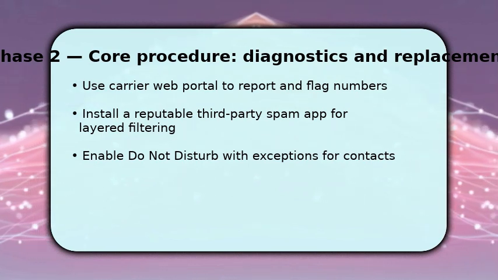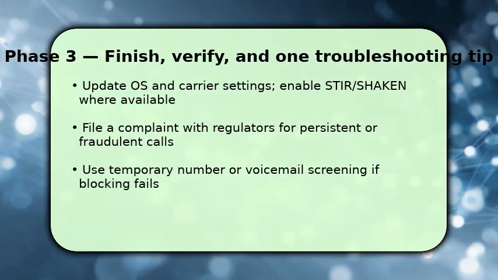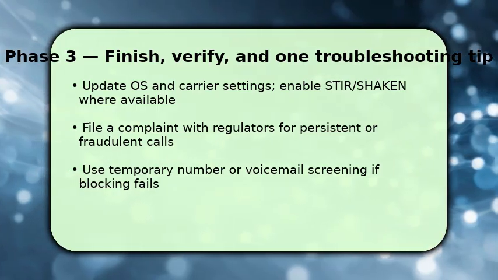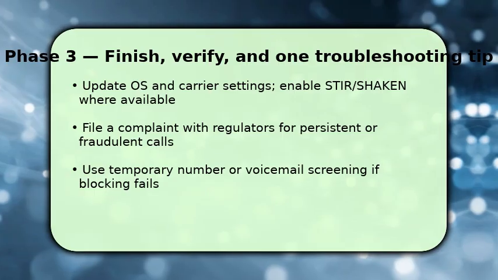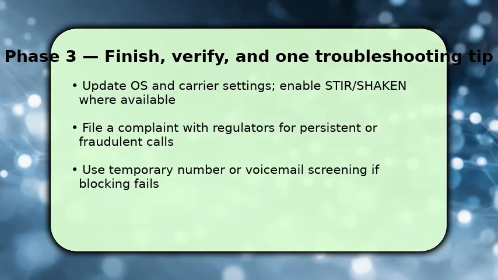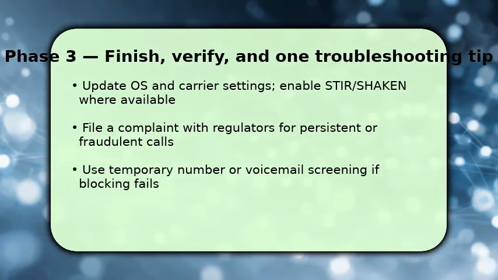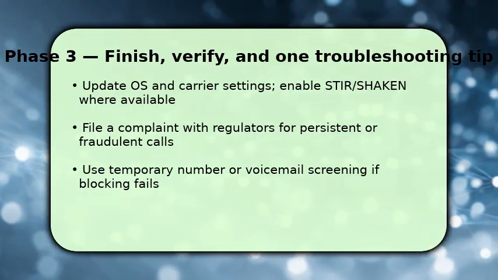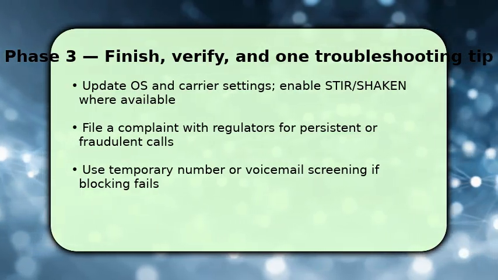Finally, you close the loop by updating your phone OS and carrier settings to get the latest spam signatures. Enable STIR/SHAKEN caller ID verification when available so spoofed IDs are flagged. If calls persist, file a complaint with regulators and your carrier using call logs as evidence. As a last resort, consider a temporary number or toggle voicemail screening on.